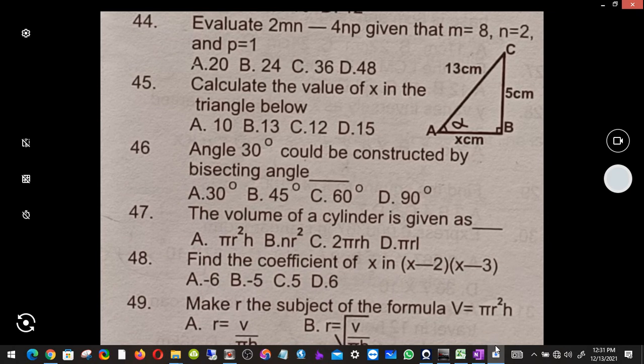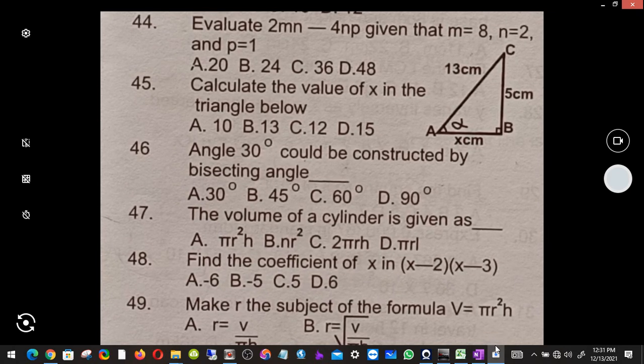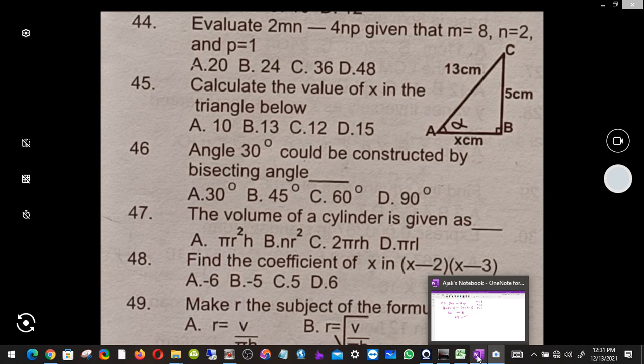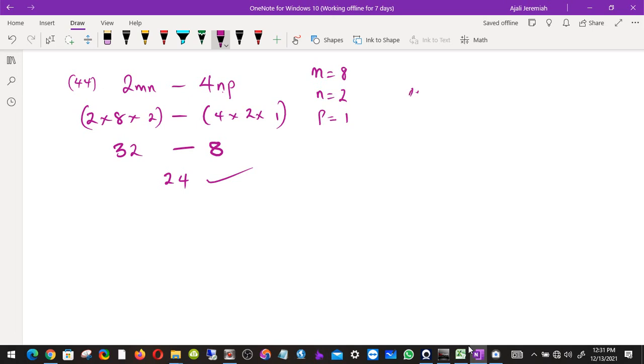Abdul, you are distracting me. 13 is the longest side, and it is opposite the right angle. So this is the hypotenuse. So hypotenuse square is equal to this square plus this square, isn't it? So 13 square is equal to x square plus 5 square. So that's what?